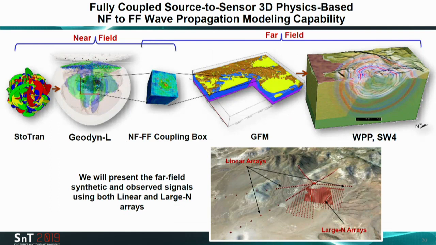Moving forward to the far field, as I said, once we create the source, we abstract it, we embed it into this geological framework model, and we can conduct large field simulations. I will present the far field synthetic and observed signal using both the linear array, which is five legs, as you can see there, and the large N array, which is pretty much a carpet of accelerometers laid out on the surface. There is a dense region with 25 meter spacing, and a less dense region with 50 meter spacing. And there are about 1,000 sensors here.